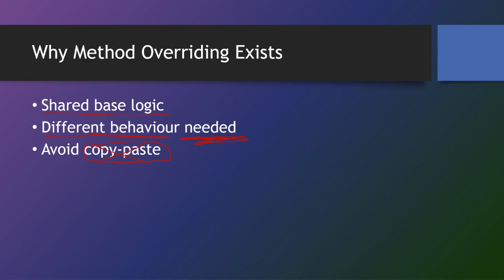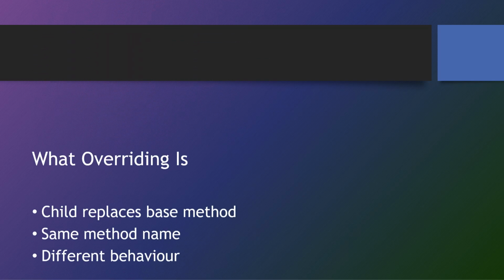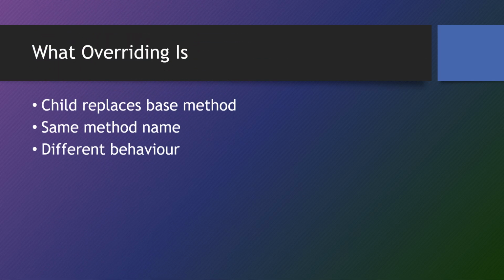What is method overriding? Method overriding means a child class provides its own version of a method that already exists in the base class. The method has the same name, the same parameters, the same return type, but the implementation is different. The child class doesn't remove the base method. It replaces it for that specific object type.